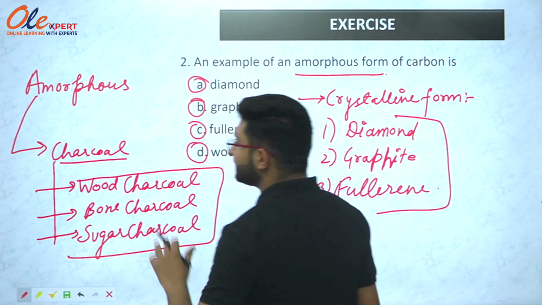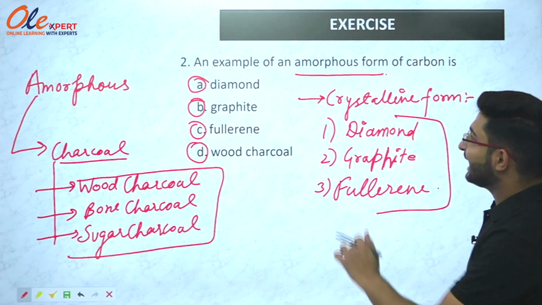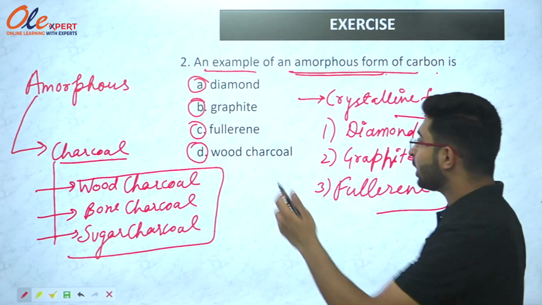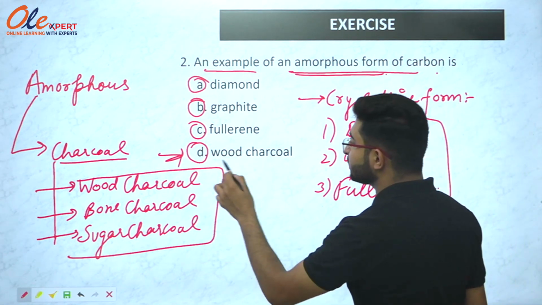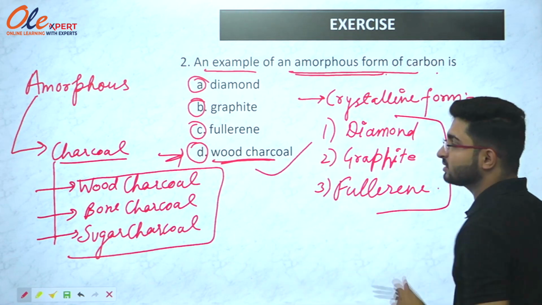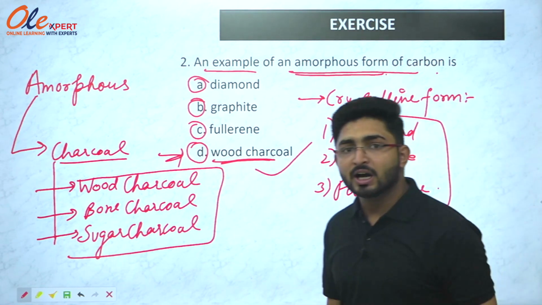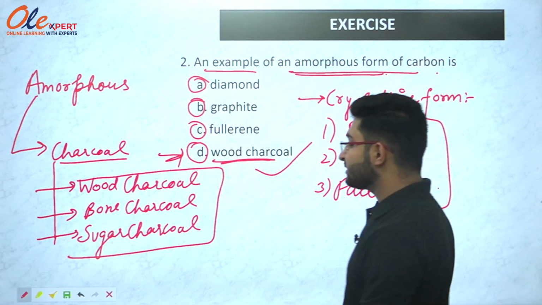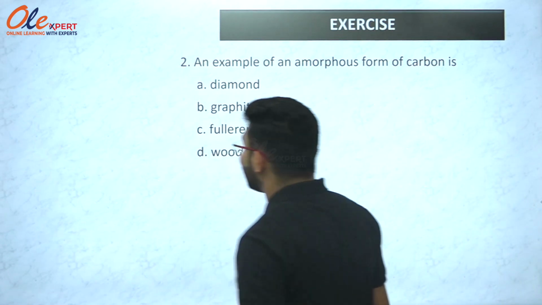So these three are the types of charcoal, and you can see that the question is asking an example of an amorphous form of carbon. So in the options you can see that option D, that is wood charcoal, is over here. So this is the correct answer for this question, that wood charcoal is the amorphous form of carbon. Now we are going to move to the next question, that is on your screen.